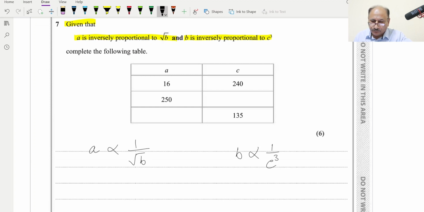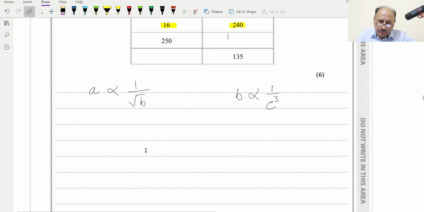Now after writing this, they are saying complete the table. Complete the following table. For A, the values for the first one they have provided, 16 and 240, which we will be utilizing for the calculations. But the thing is that they have provided A and C values, but there is no link between A and C values. So we have to establish that link first.